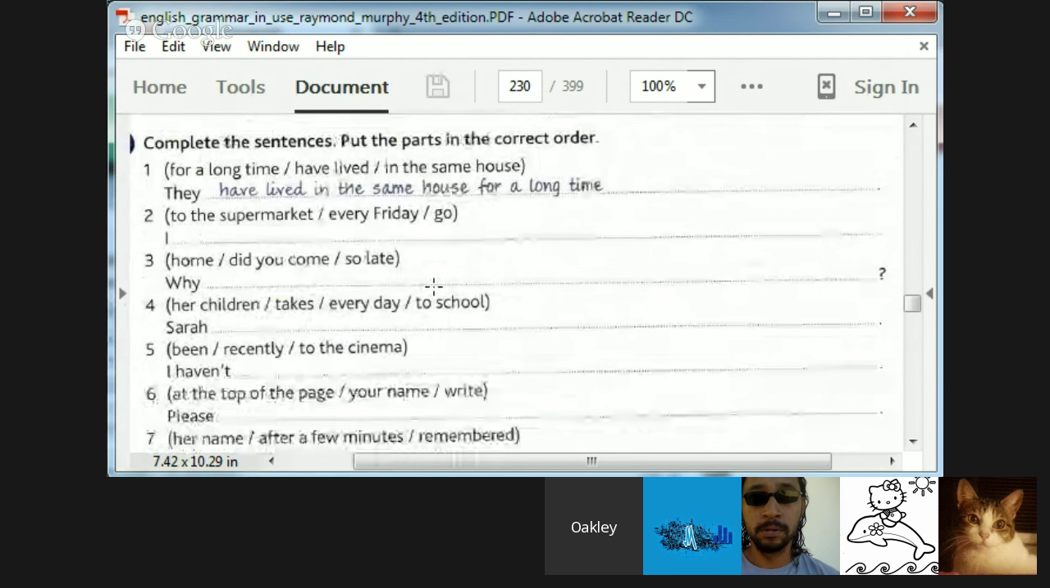All right, let's put some more parts in order. Okay, as in the example, for a long time have lived in the same house. Ooh, where's the subject now? Oh, they're giving it to you. All right, they have lived in the same house for a long time. There it is. Okay, here's your subject noun, just so you know where it is.